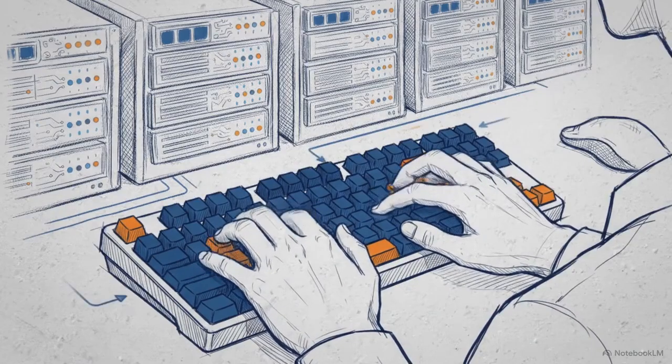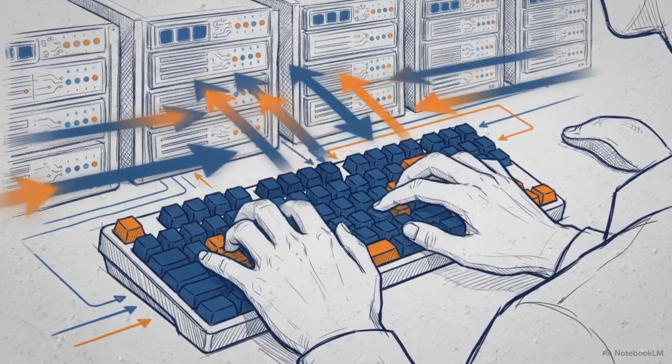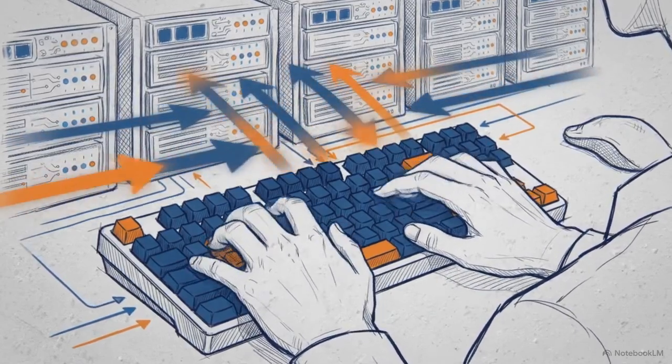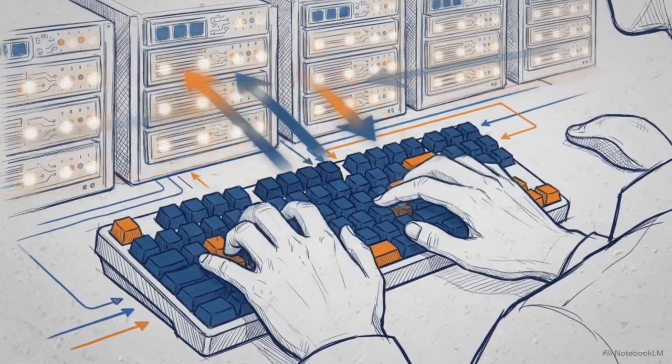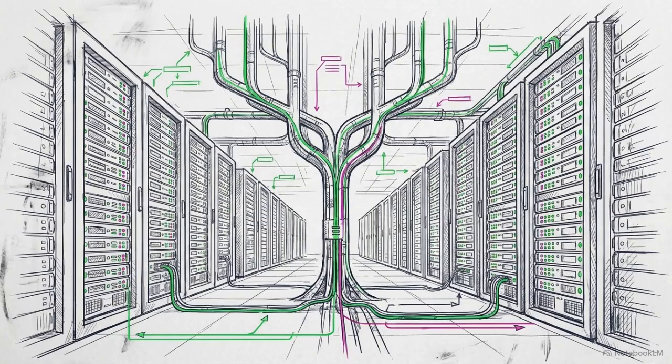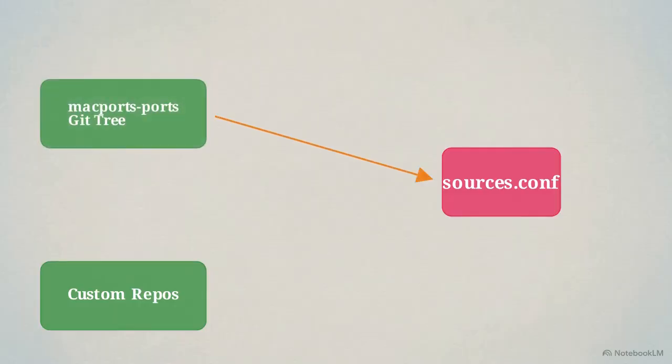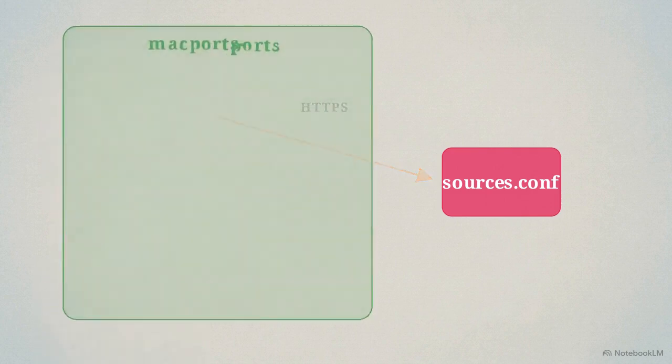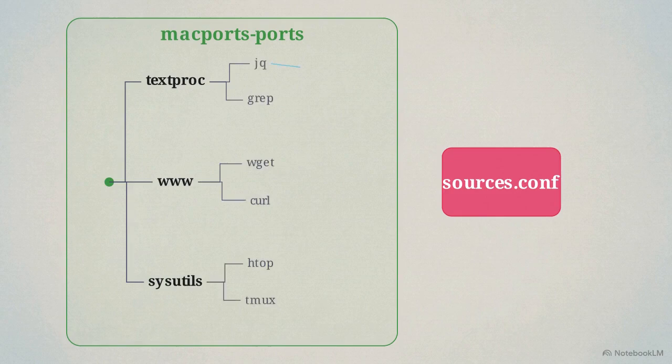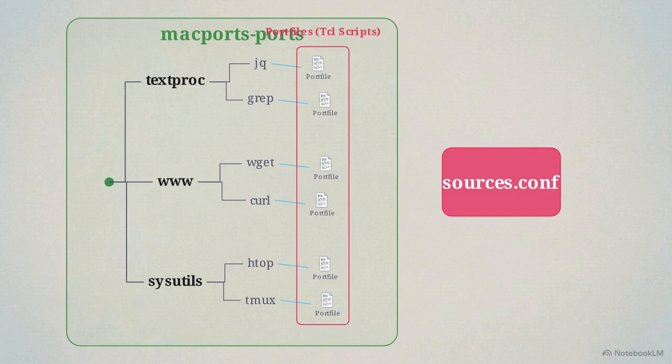This deterministic routing lets developers test experimental software overlays on their local disk without risking the integrity of the official global ecosystem. For standard installations, the primary, canonical source of truth for the system is the official MacPorts Ports repository. While older systems used daily snapshots, modern development relies on utilizing a direct Git clone over HTTPS. This Git tree contains thousands of declarative TCL scripts, known as Portfiles, which are organized hierarchically by software domains like text processing or system utilities.